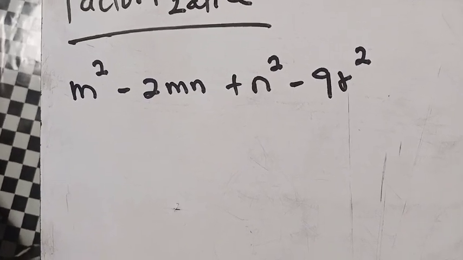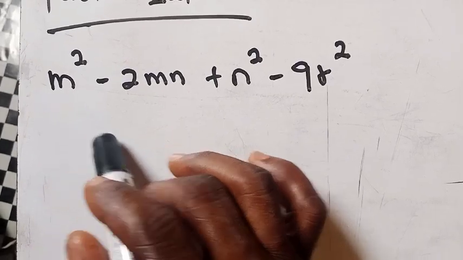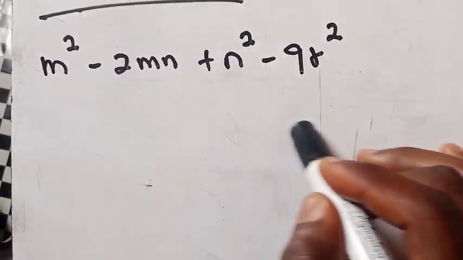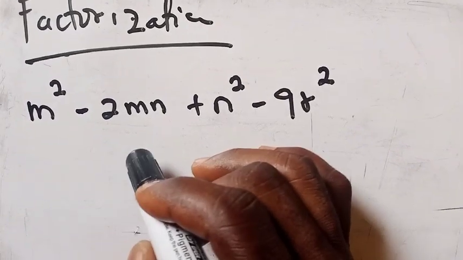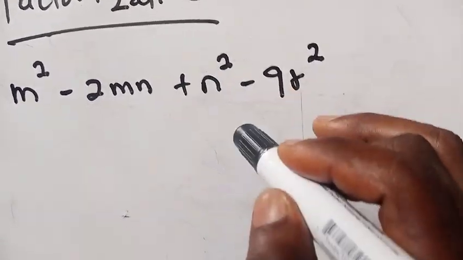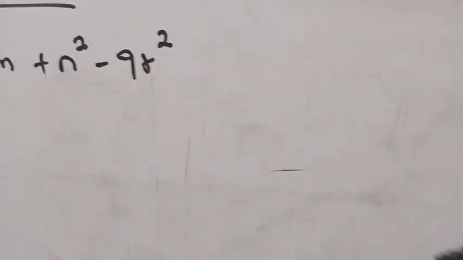This is a special request, so we are given this question to factorize completely. So we are going to factorize this: m squared minus 2mn plus n squared minus 9r squared. First of all, the meaning of factorization is that you should bring out the common terms, right?